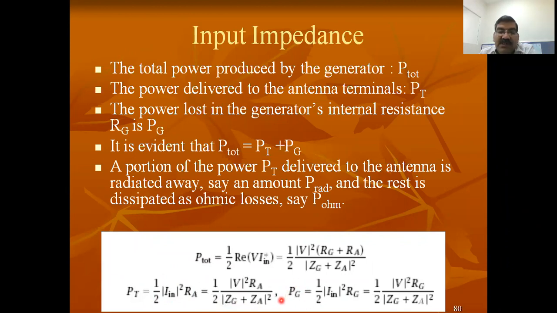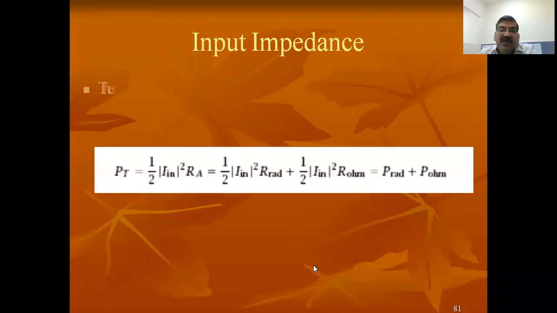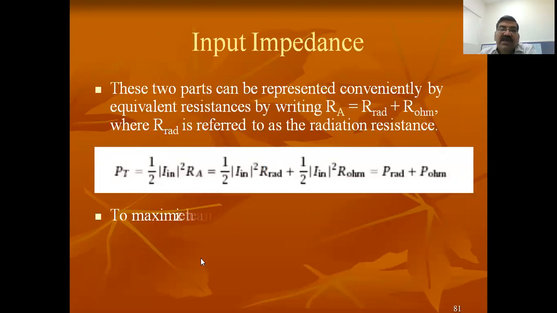So PG, that is the power dissipated in the generator, is written by this formula. This is what the simple power formulas, the basics we know. Thus PT equals P radiated plus P1. Now PT we can write. Our focus is on PT.